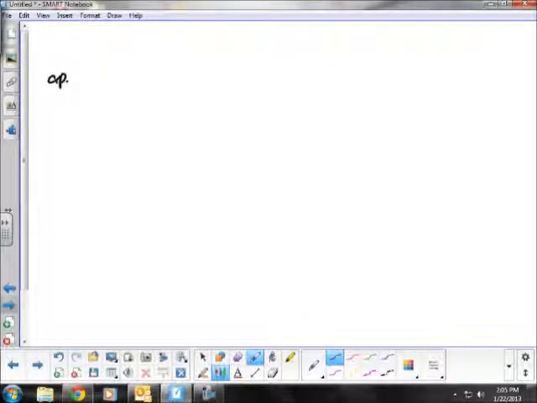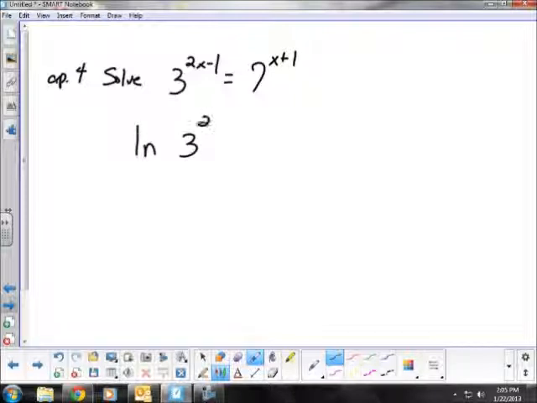Checkpoint 4 says we want to solve this equation. 3 to the 2x minus 1 is equal to 7 to the x plus 1. Oh my goodness. I can't move anything because they're both exponential expressions, right? Just take the log of them then. Okay? So let's do the ln of 3 to the 2x minus 1 is equal to the ln of 7 to the x plus 1.